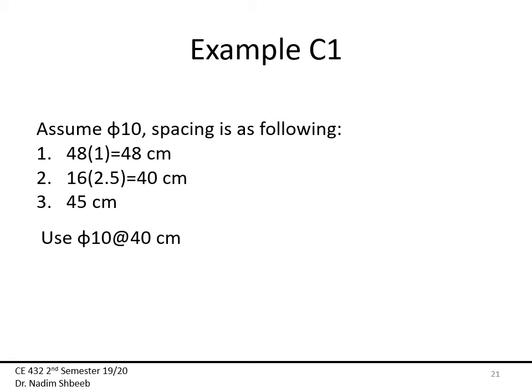Now I have to design my ties. I'm going to use again phi 10 because I must. Spacing is again 48 times the diameter of my tie, so that's 48 centimeters. It's going to be 16 times the diameter of the longitudinal bar, which was 25, which is 2.5 centimeters, and that would be 40. My least dimension, since it is a square, is going to be the same, so it's going to be 45. The minimum of that is 40 centimeters, so I'm going to use phi 10 at 40 centimeters. Obviously, I did not give you any information about the aggregate, so you will not be able to calculate that in this particular example.